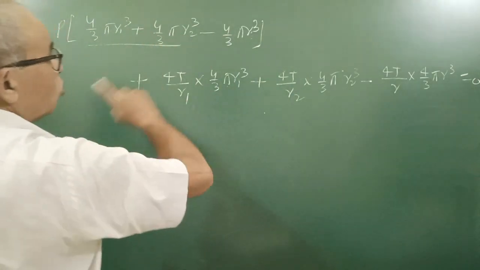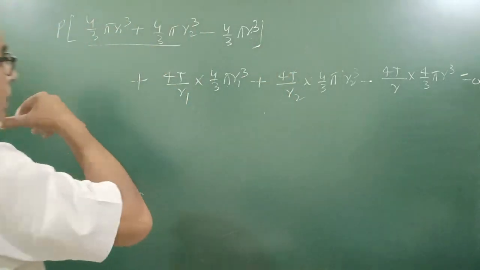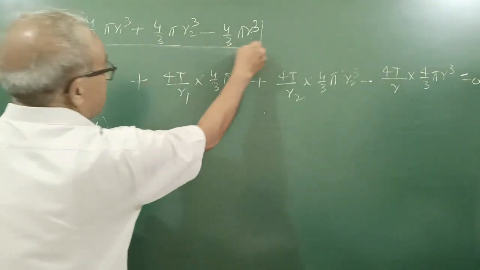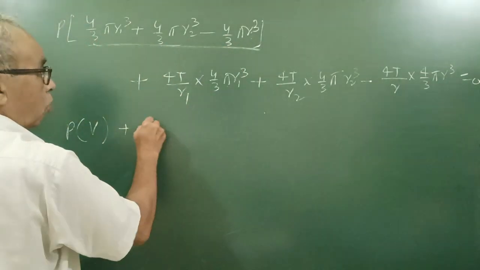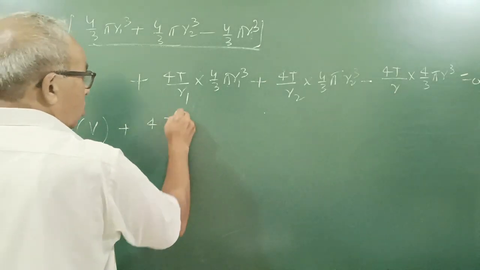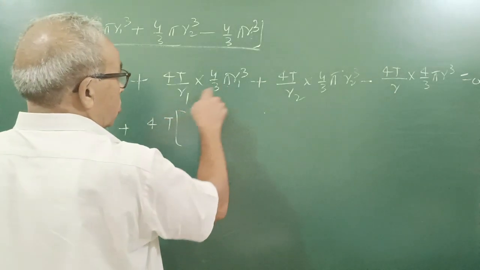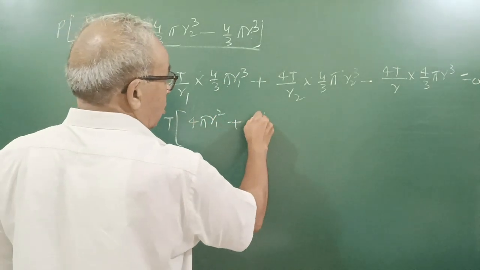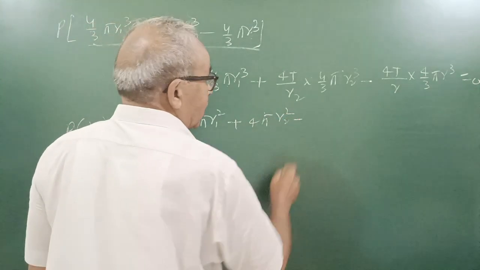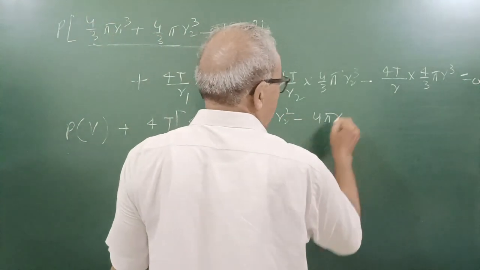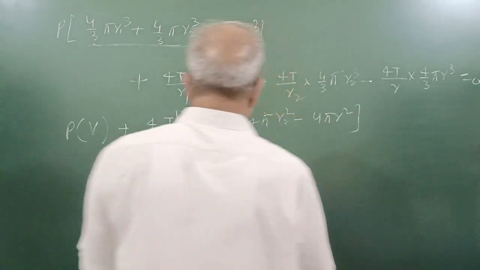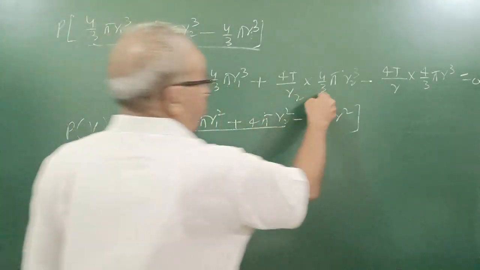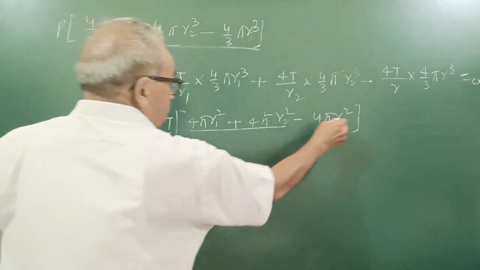The total volume of the two minus the volume of the resultant is the change in volume, and that is given as V. This is the change in volume, plus 4T, if I take common, it will be 4 pi R1 square plus 4 pi R2 square minus 4 pi R square. Oh, sorry, there is a 3 here too. I take 3 common also. This is S, equal to 0.